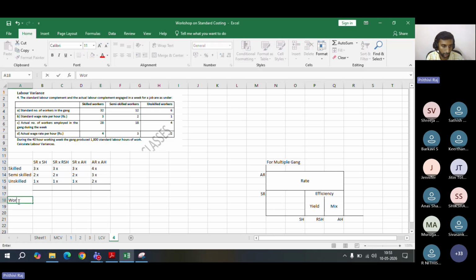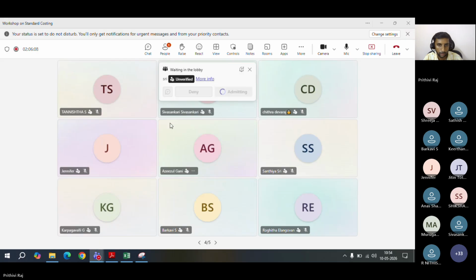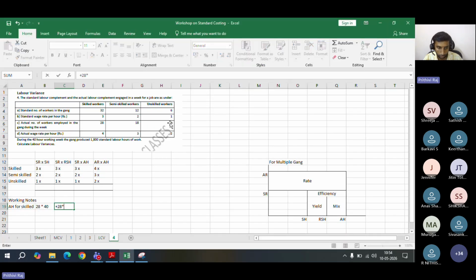Let's see. Working notes. So AH for skilled. Labor hours, I again repeat, it is labor hours. How many labors are there in actual gang? 28 skilled. How many hours are there for the week? 40. So 28 into 40, 1120 labor hours. Okay.